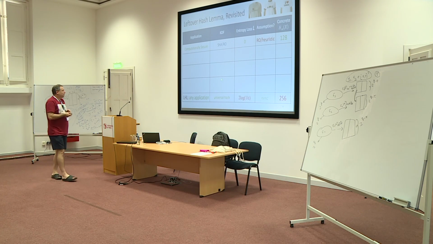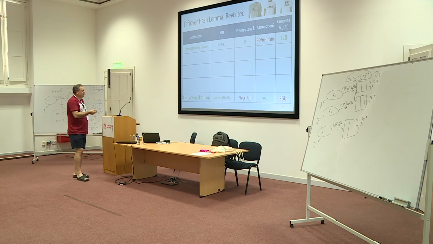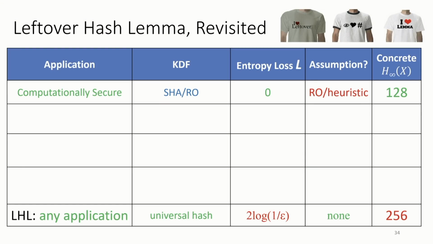This is what we basically knew before our work: using the leftover hash lemma, we have entropy loss 2 log 1/epsilon. So in terms of concrete parameters, if I want to extract an AES key with security 2 to the minus 64, for example, I need entropy 256. If I use cryptographic hash functions in the random oracle model, basically I have entropy loss 0. So I just need 128 bits of entropy. So what can we do in between?